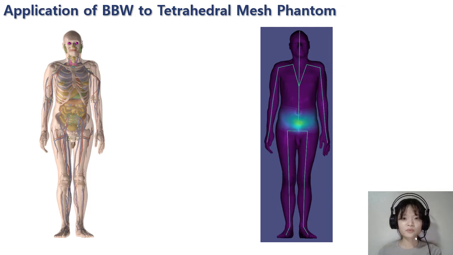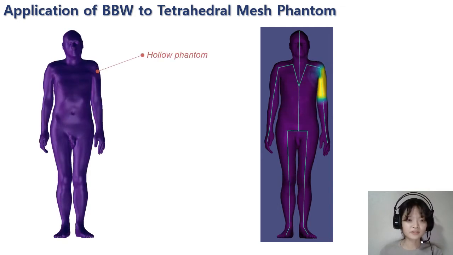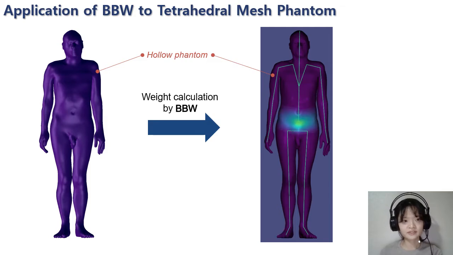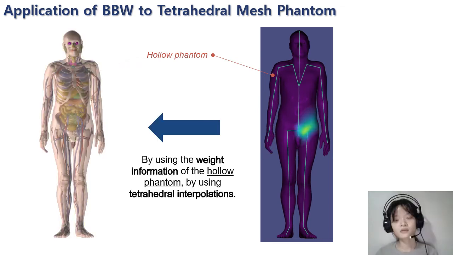And for this, firstly, we constructed a shell phantom that can cover the whole phantom. Please note that the shell phantom is empty without the organs, so it is just a hollow phantom. Then we calculated the weight for this hollow phantom. What we did next was to use this weight information of the hollow phantom to calculate the weight of the vertices for the whole tetrahedral mesh phantom.